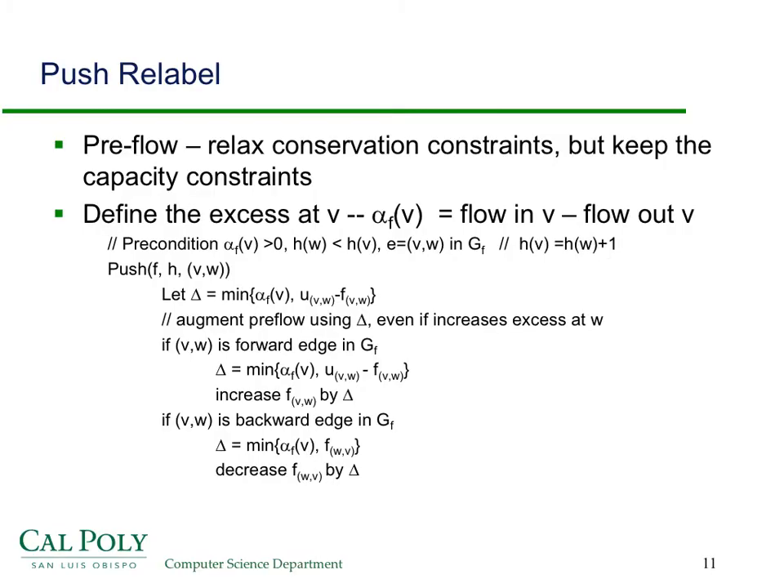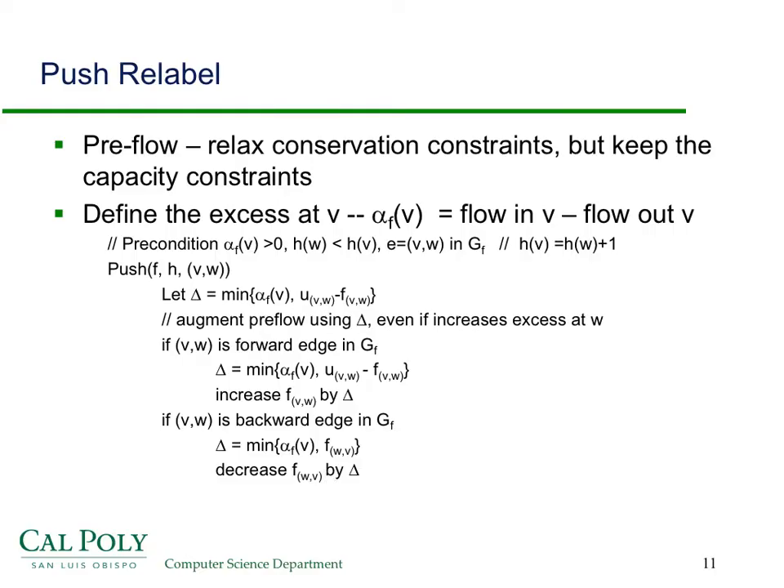So how do you push the flow? Well, it's kind of like we did in Edmonds-Karp. We've got this excess amount here, and we've got the remaining capacity in the edge VW. So you take the minimum of those two things, and then you augment along the edge using delta. And you do that even if it increases the excess at W. So if VW is a forward edge in the residual graph, then of course you increase the flow by delta. If it's a backward edge in the residual graph, then you decrease the flow by delta.